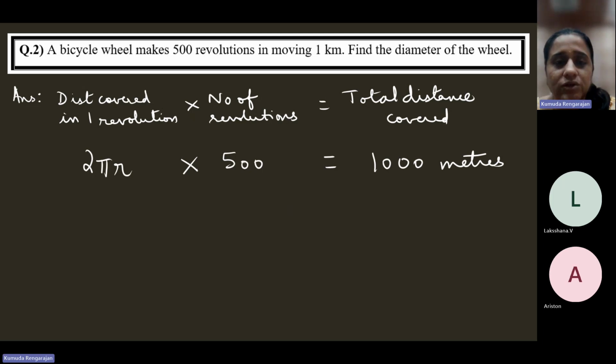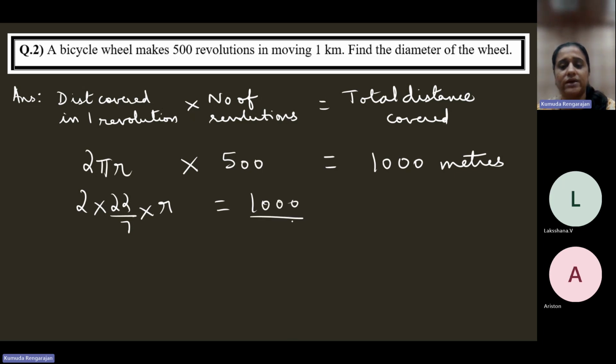Distance covered in one revolution into number of revolutions is equal to the total distance covered is the equation. The distance covered in one revolution is 2 pi r, into the number of revolutions, 500, is equal to the total distance covered, 1 kilometer, which is 1000 meters. So 2 into 22 by 7 into r. We don't know r, that's what we have to find. You can take that 500 to the other side for division, so it is 1000 by 500, which is 2.